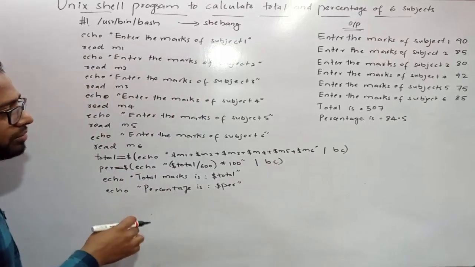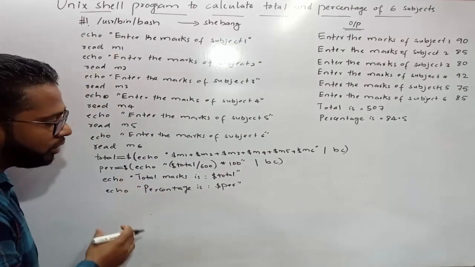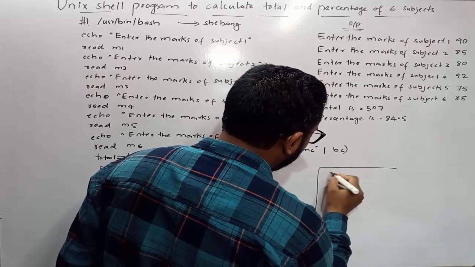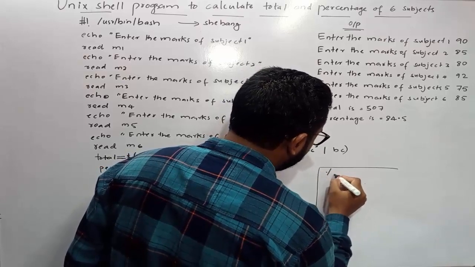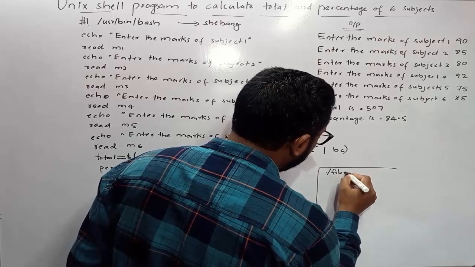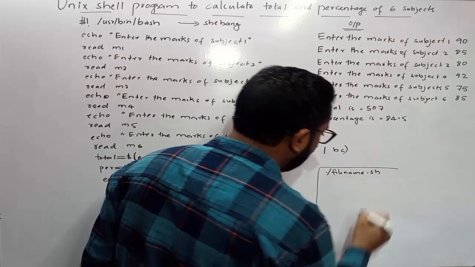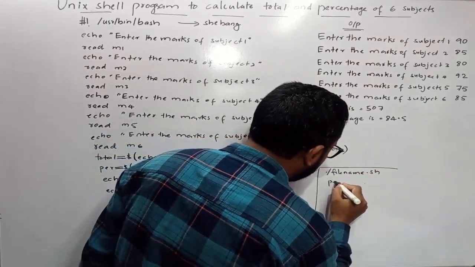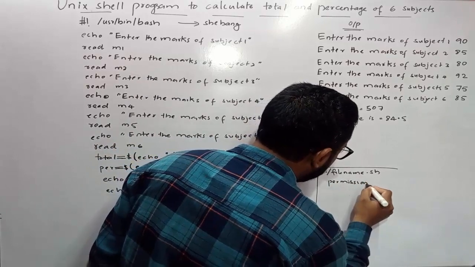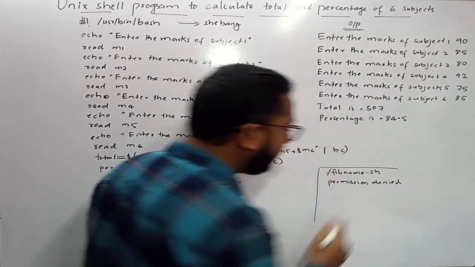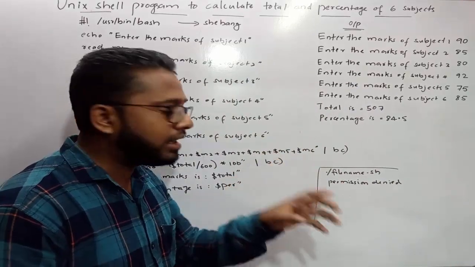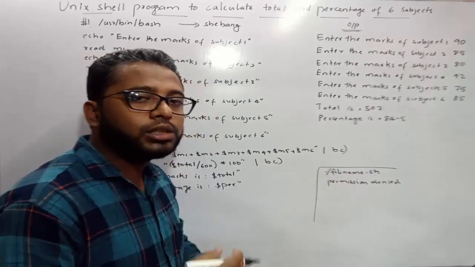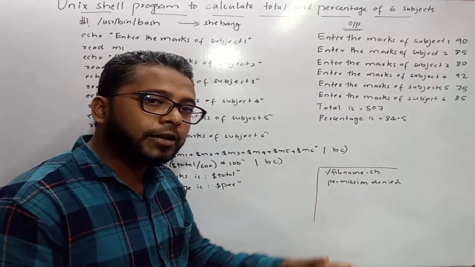So now once you write this program, you need to go to the terminal to execute it. Once you go to the terminal, you need to write this command: dot forward slash file name dot sh. Then it will give you an error like a permission denied message, because every time you create a new file, you need to add the executable permission to that file. Once you add the executable permission, then you can easily execute the file.